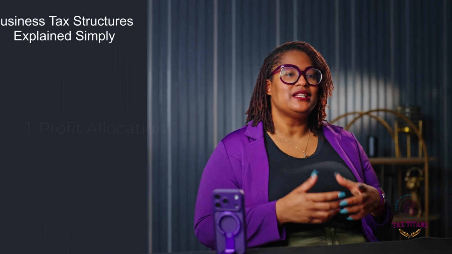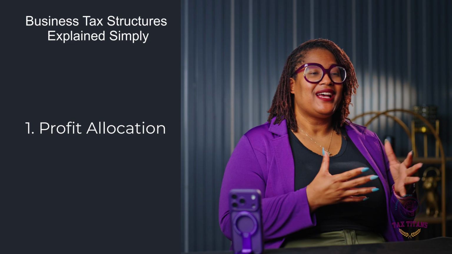The first one is profit allocation. Profit allocation is going to vary based on the type of business entity structure that you have. For example, if your client has an S corporation, typically they have to allocate their profits and their losses based on their ownership percentage. So if you have 3 owners and they're all equal owners, then profits and losses have to be allocated 1/3 to one owner, 1/3 to the other owner, 1/3 to the last owner.